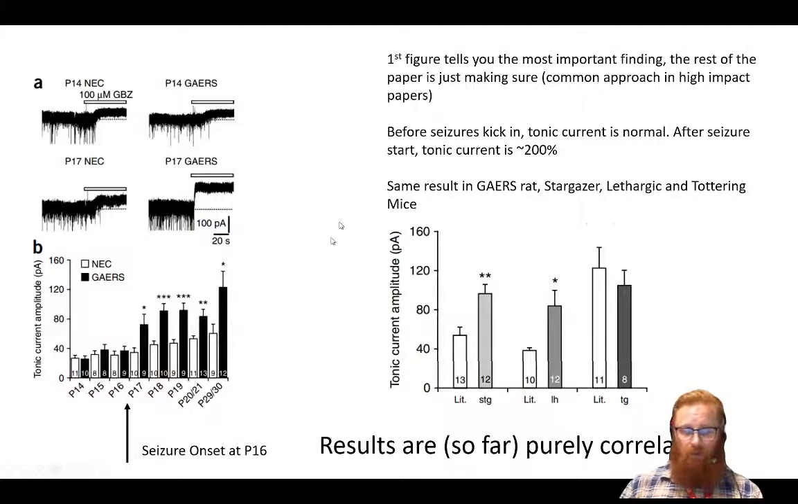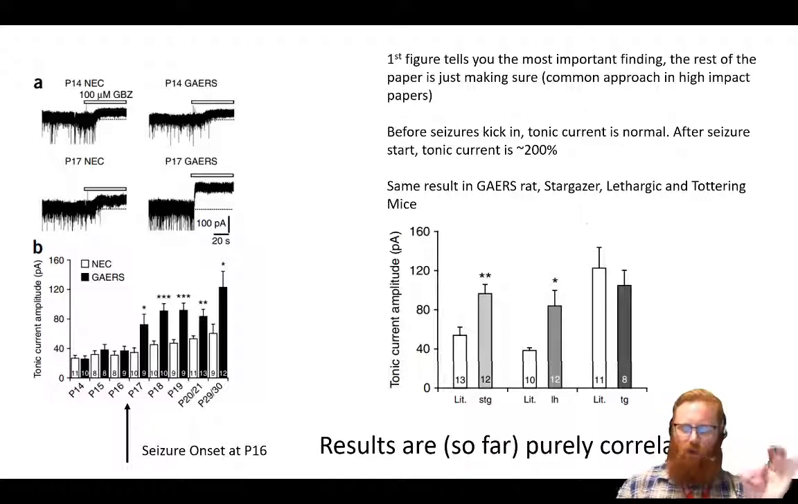It's worth repeating that this effect is seen in stargazer mice and lethargic mice, but not, despite me saying otherwise here, in tottering mice, right? I should be clear, stargazer, lethargic and tottering mice all have spike and wave discharges, though it's curious that in the tottering mouse, the tonic current amplitude is high in both the tottering and the wild type. So maybe there are actually some mutations in the wild type control that we're not aware of.